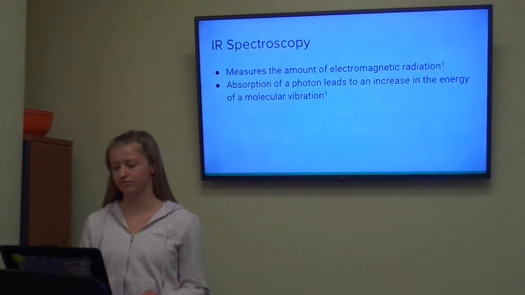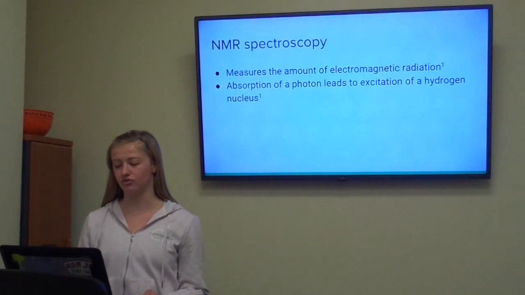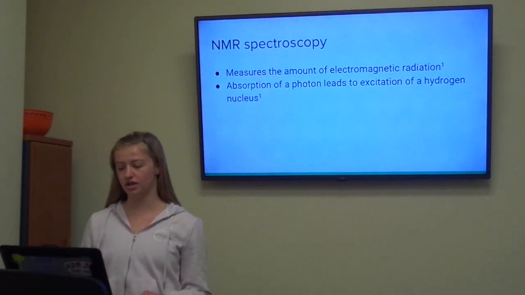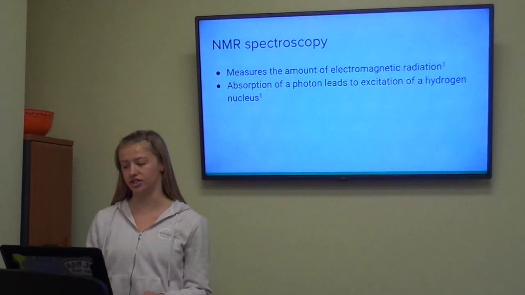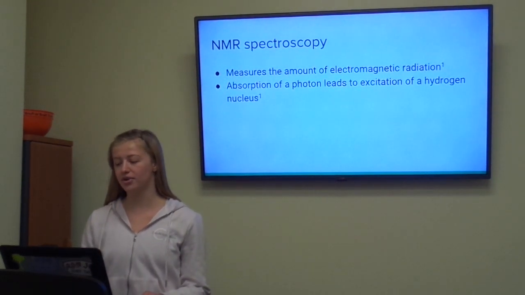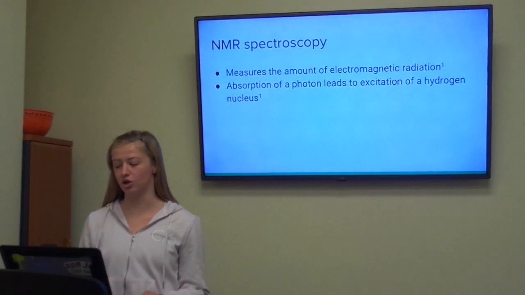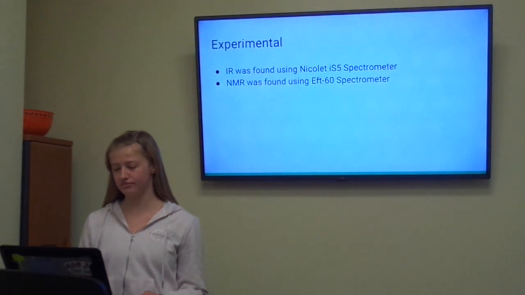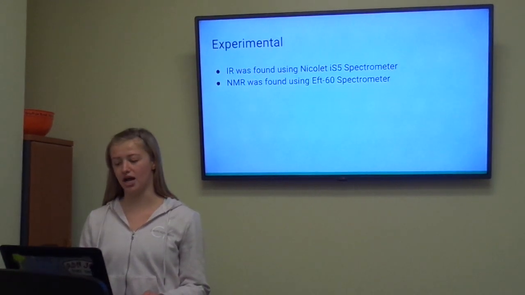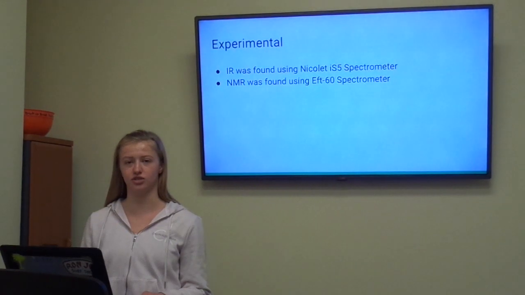peaks it will have. NMR spectroscopy measures the amount of electromagnetic radiation that is absorbed by a sample. In NMR, the absorption of a photon in the radio frequency region leads to excitation of a hydrogen nucleus. The more complex the molecule, the more vibrations and hydrogen atoms it will have, and the more absorption peaks it will have. In this experiment, IR and NMR spectroscopy were used in order to determine what molecule the substance was.